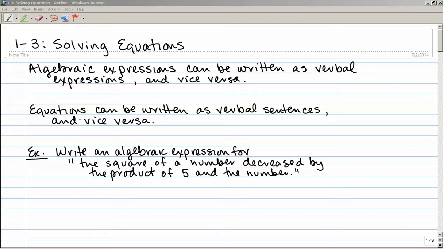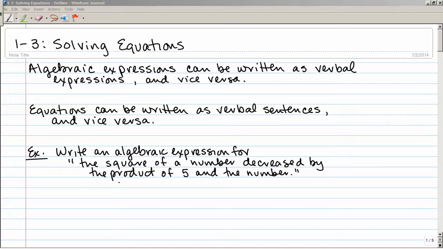Remember, the difference between an expression and an equation is an equation is going to have an equal sign in it. So, first example, write an algebraic expression for the square of a number decreased by the product of 5 and the number. So in other words, I need to take these words and turn it into an expression that has a variable and some numbers and some operations in it. I can choose whatever I want as my variable. I kind of like x.